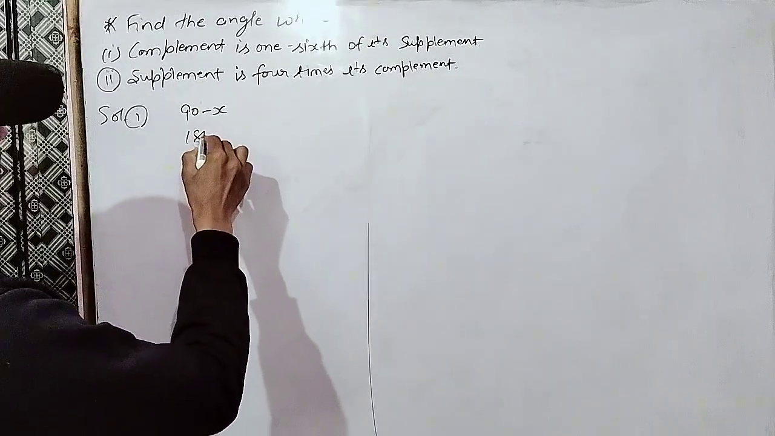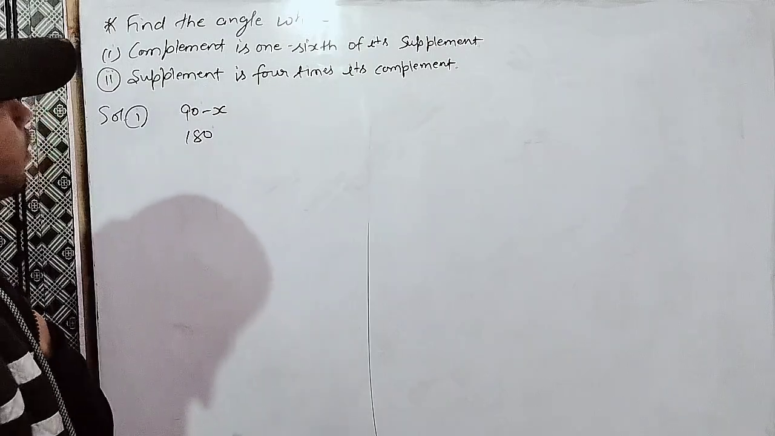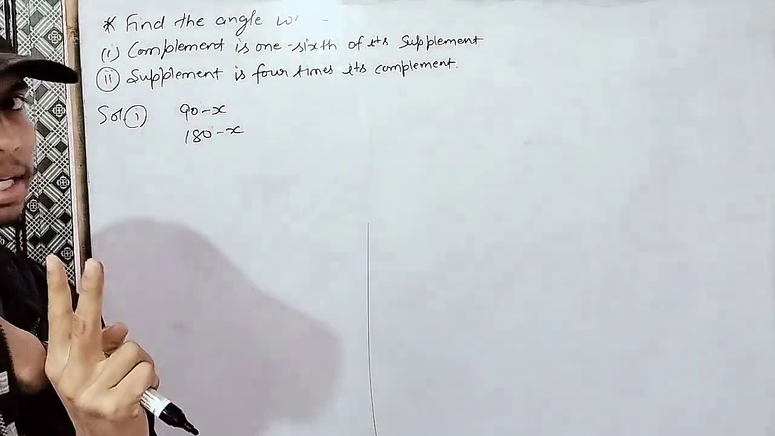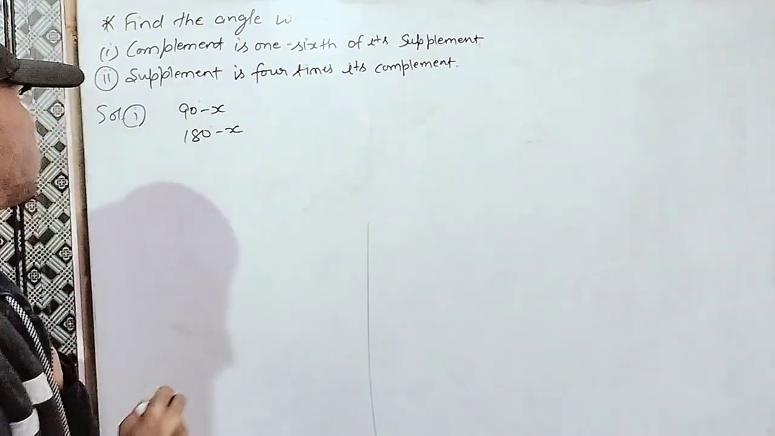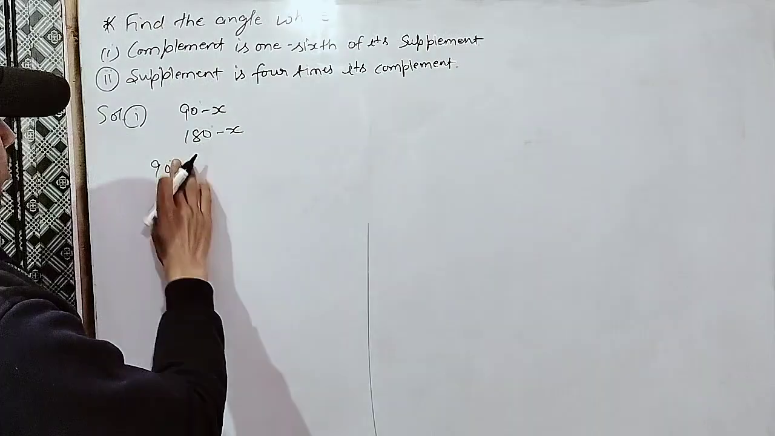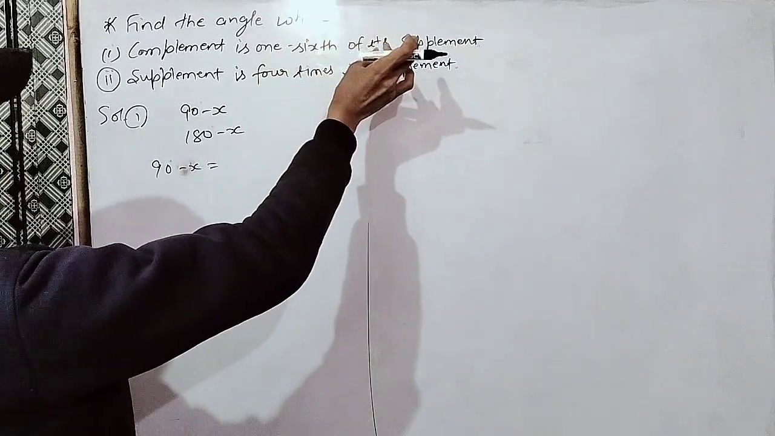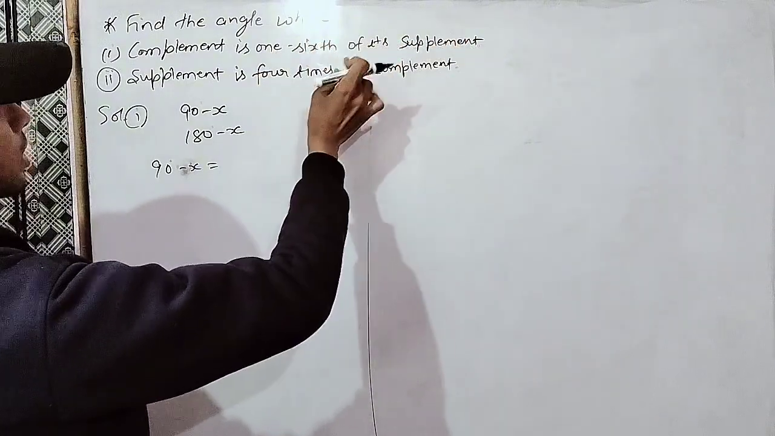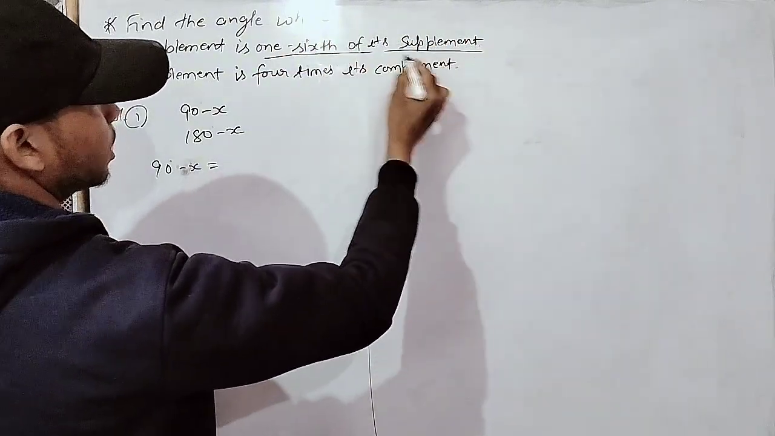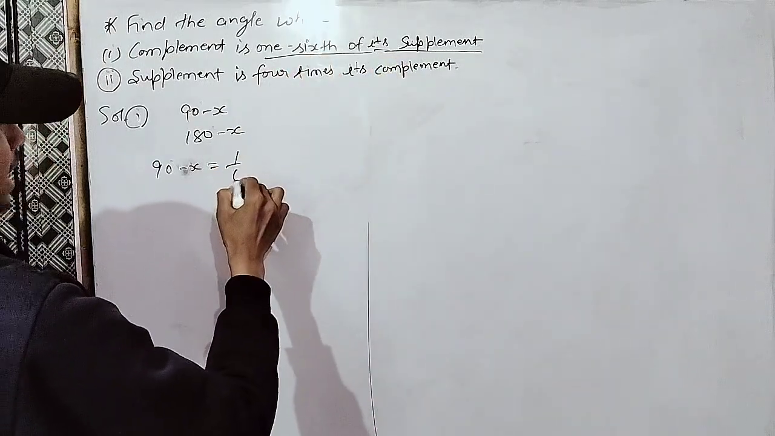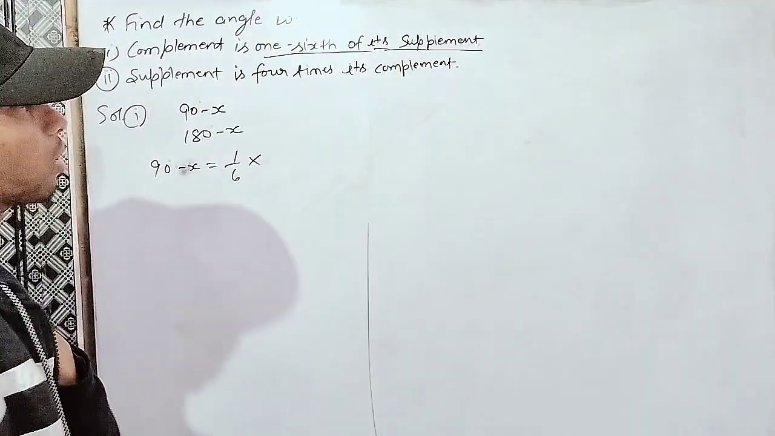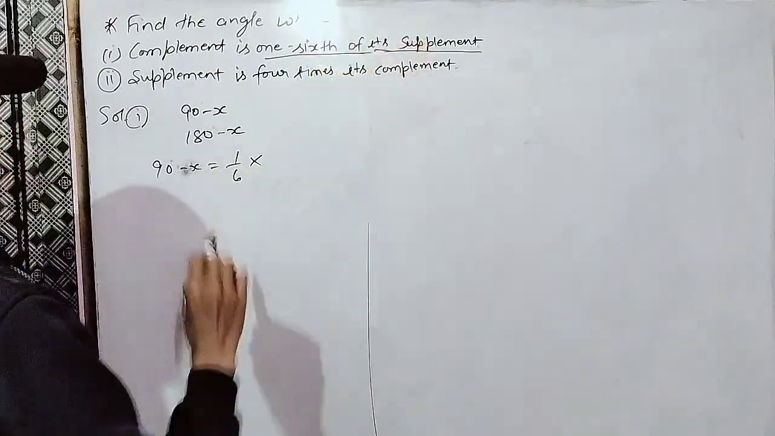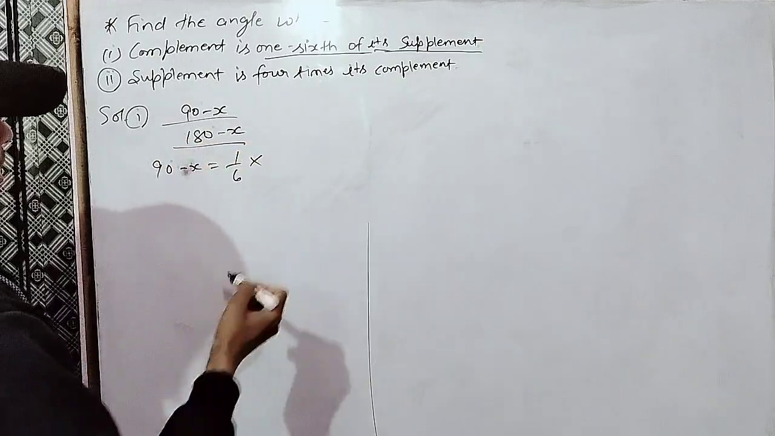Second, the supplement, we don't know. This is the value of a second, but we don't know the exact value. So here 90 minus x and 180 minus x. Clear? So here 1/6 of its, try to understand, 1/6 of it is written as a multiple. Am I right or not? This is the supplement and this is the complement.